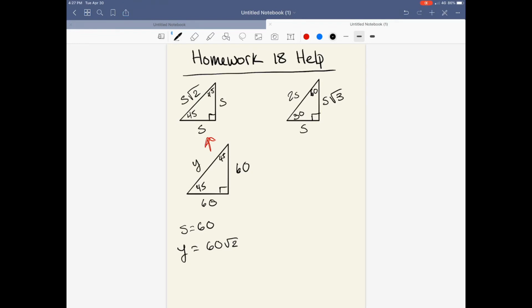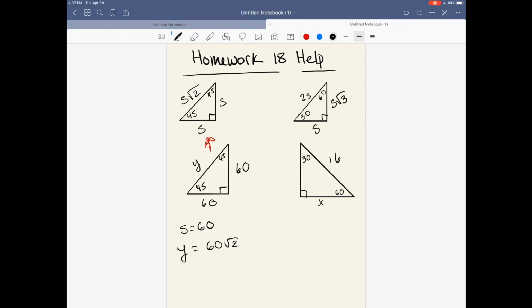Bingo. Next set of questions on the homework has to do with 30, 60, 90 triangles. So I'm going to do number 8 here. It's asking for a couple things. So let me actually draw the triangle really quick. Alright. So right triangle. So the hypotenuse is 16. Again, this is a 30, 60, 90 triangle. We've got X as the base, and Y as the other leg.